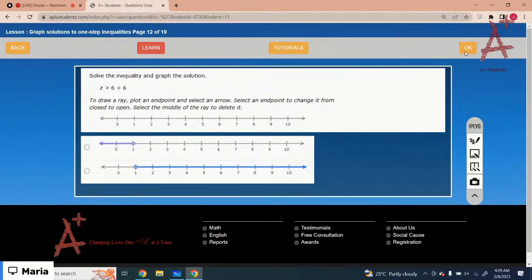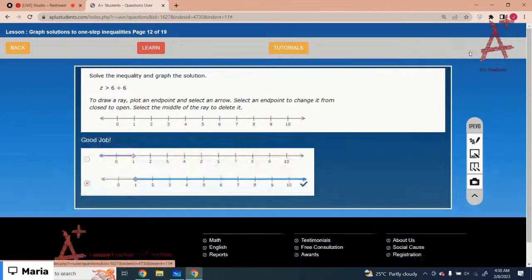Okay, Z is greater than 6 divided by 6. So 6 divided by 6 is 1. That means Z is greater than 1. Also, Z cannot be 1. So that would be option number 2 because all the values must be greater than 1. So the graph must point at the right hand side.